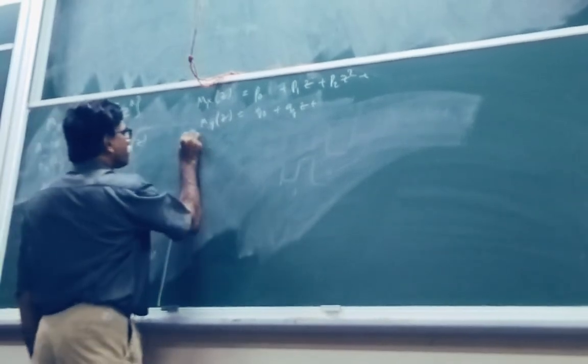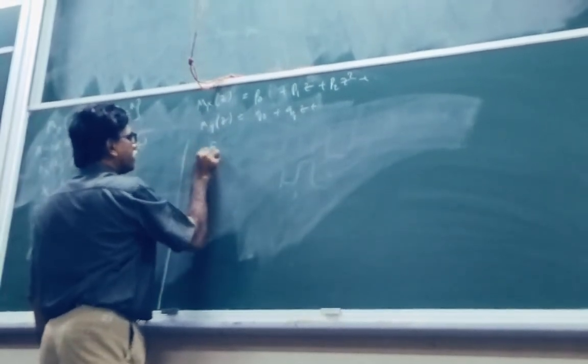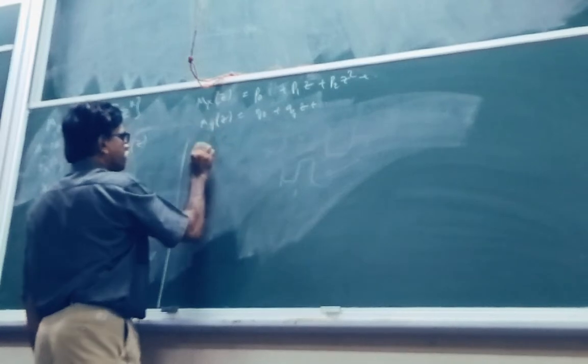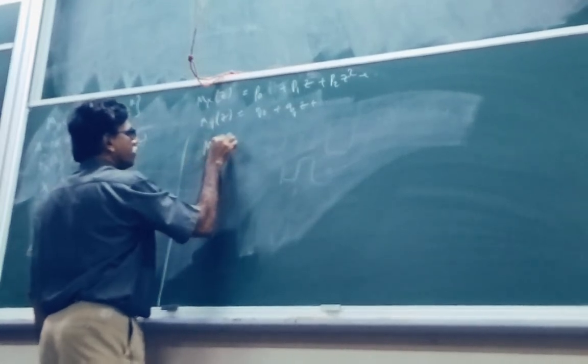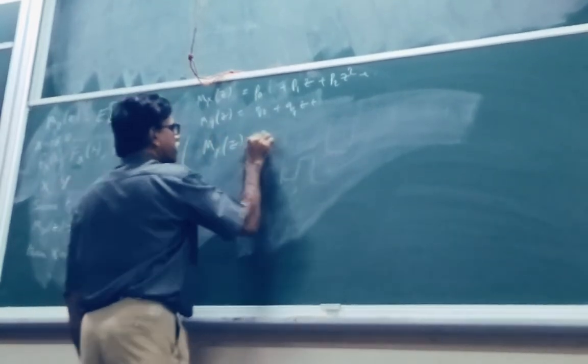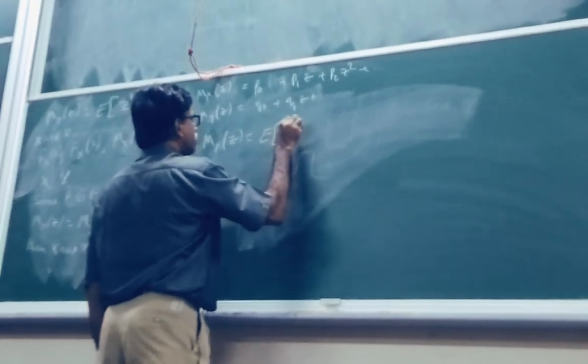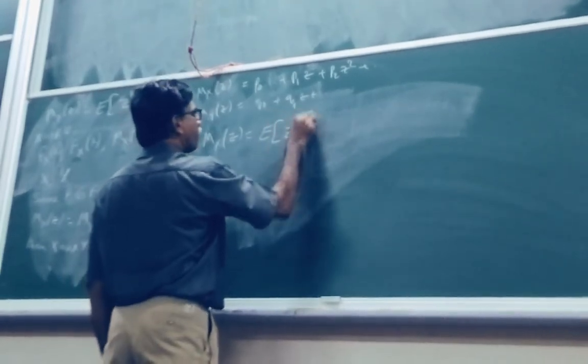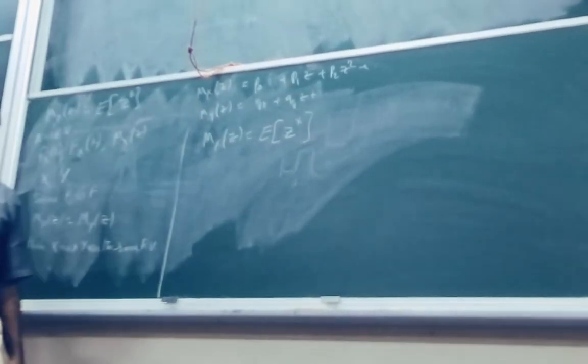Another thing is the expectation of Z power X. M_X of Z is the expectation of Z power X. This is the definition of the PGF.